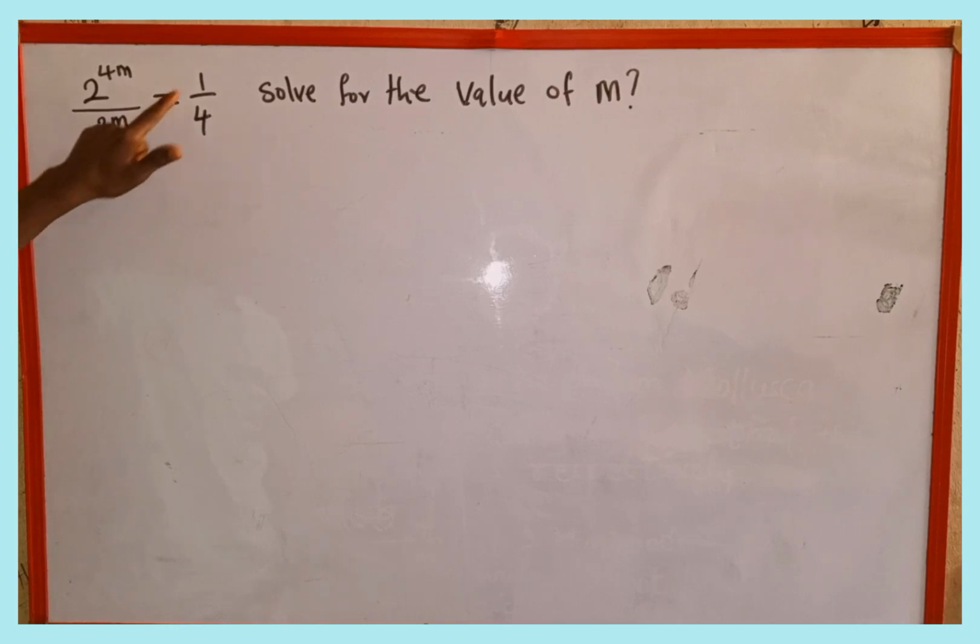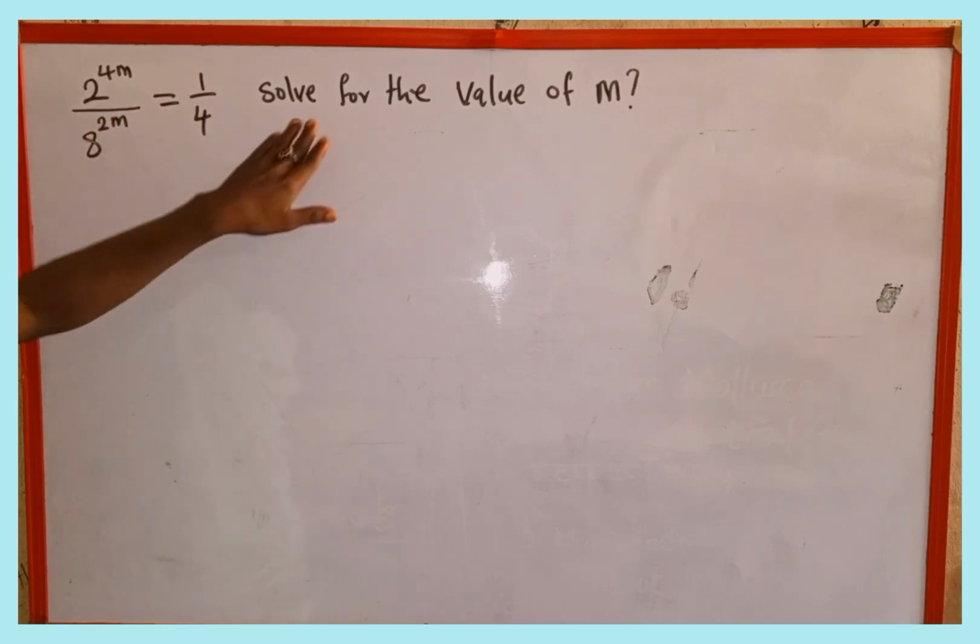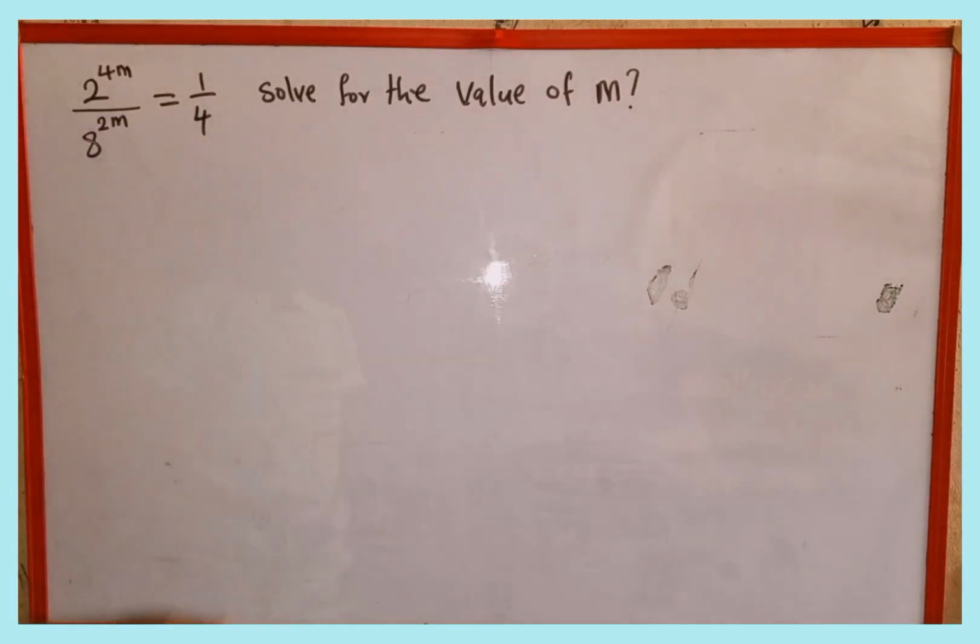So the question on the board reads: 2 to the power of 4m divided by 8 to the power of 2m is equal to 1 over 4, and we're asked to solve for the value of m in this equation. So let's get started.